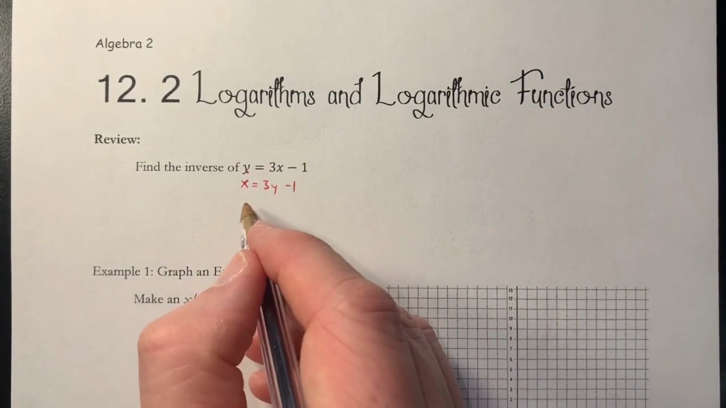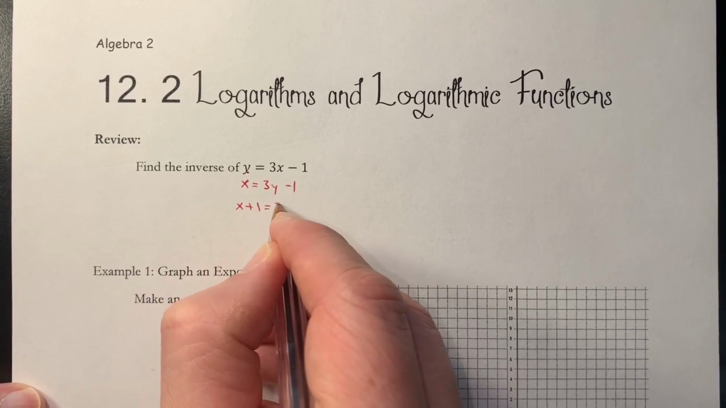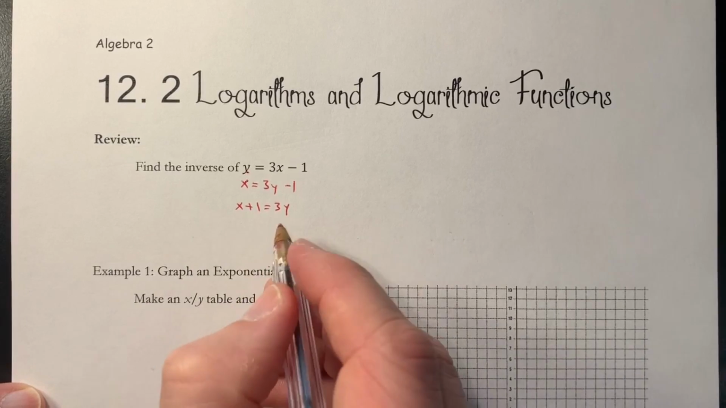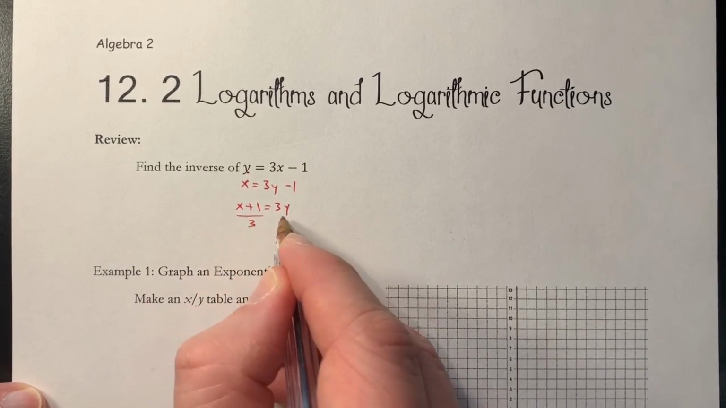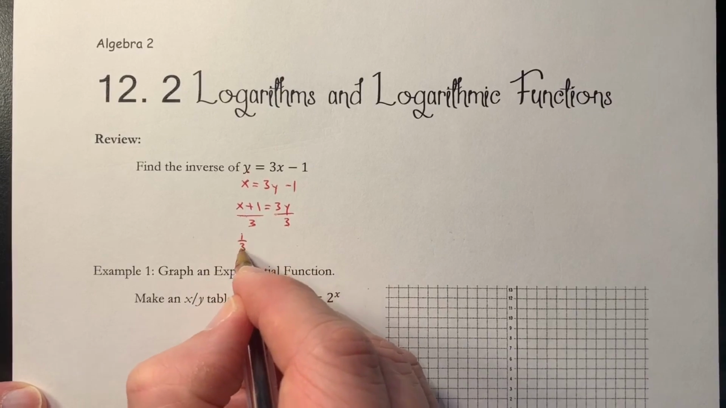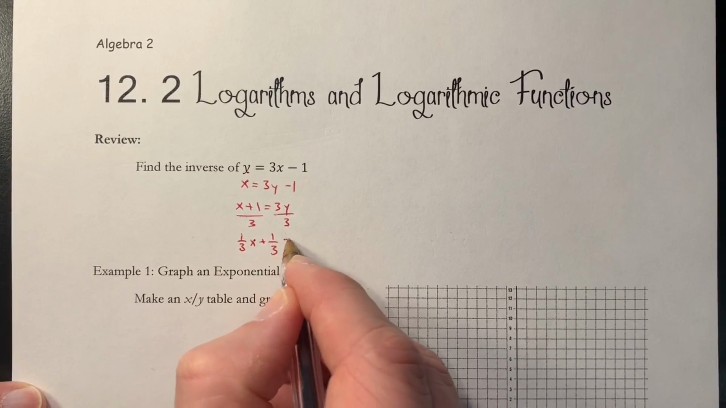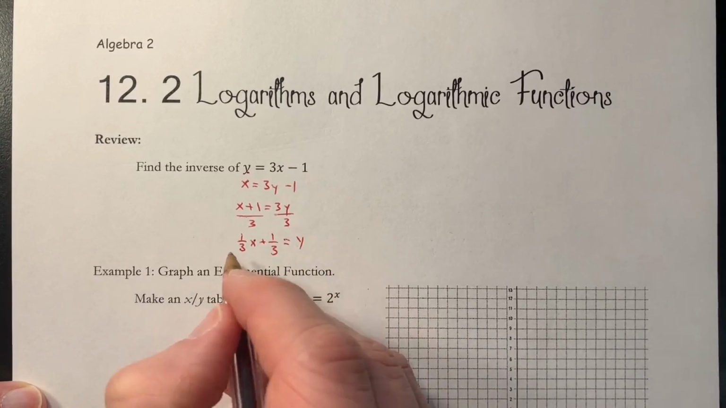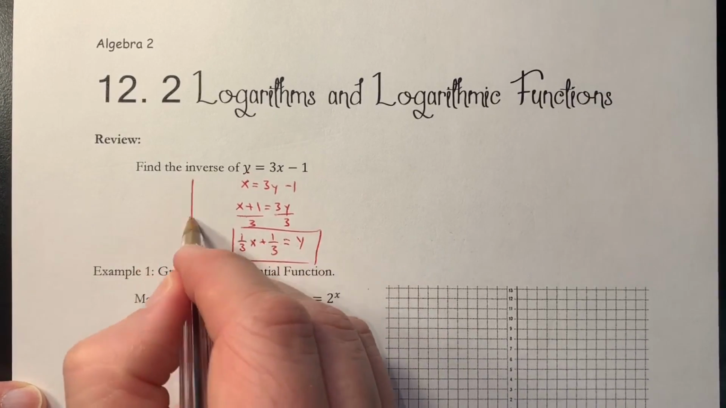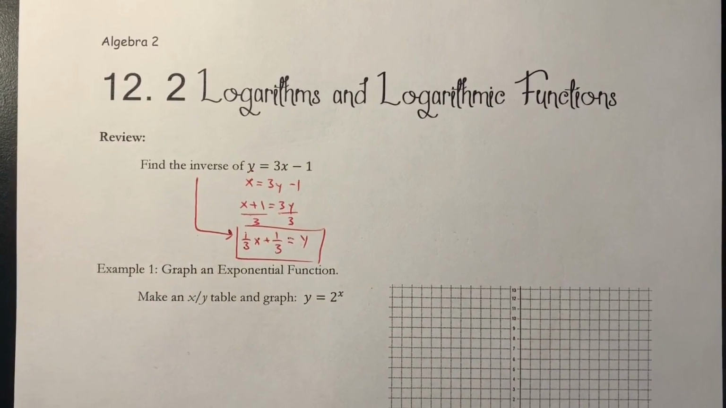So I'll add that 1 over to the left side, so x plus 1 equals 3y. And then I'm going to divide both sides by 3. So x over 3, that's 1/3 x, plus 1 over 3, 1/3, equals y. So this right here is the inverse. Okay, so an inverse happens when you switch the input and the output, or the x and the y.